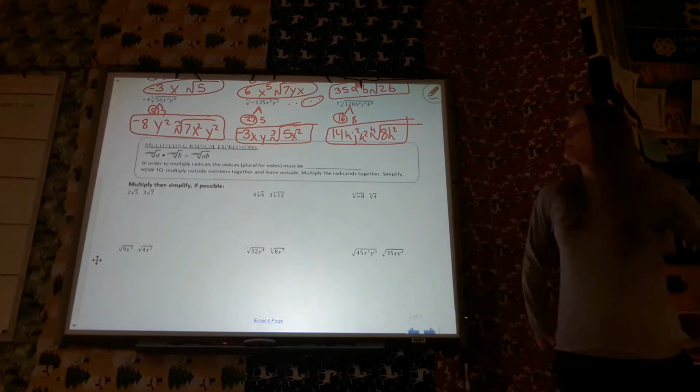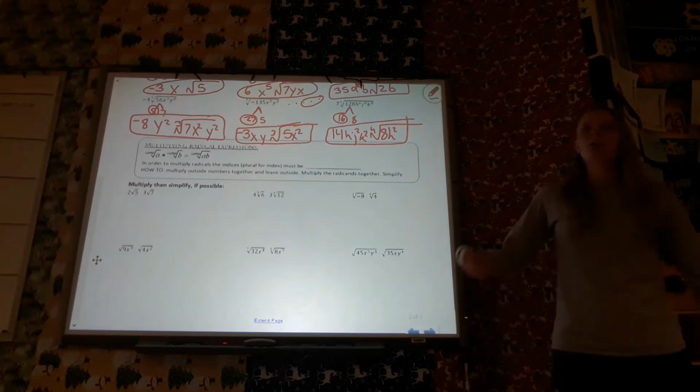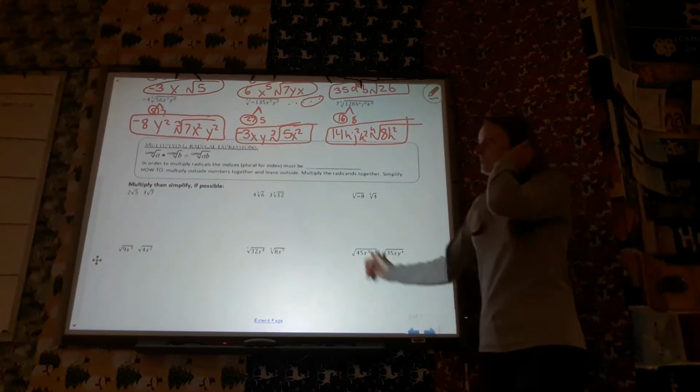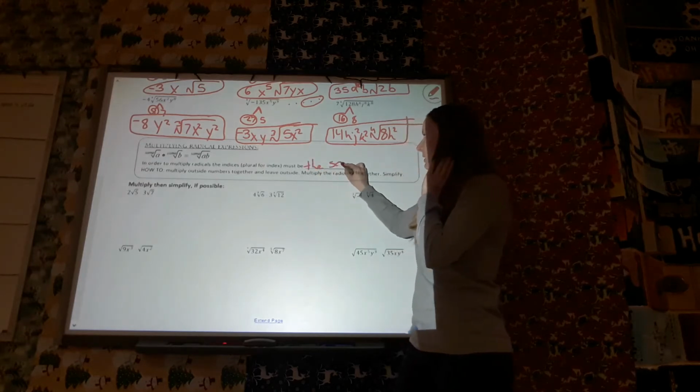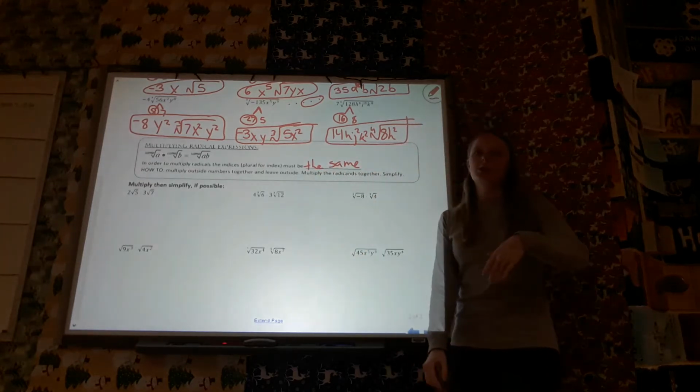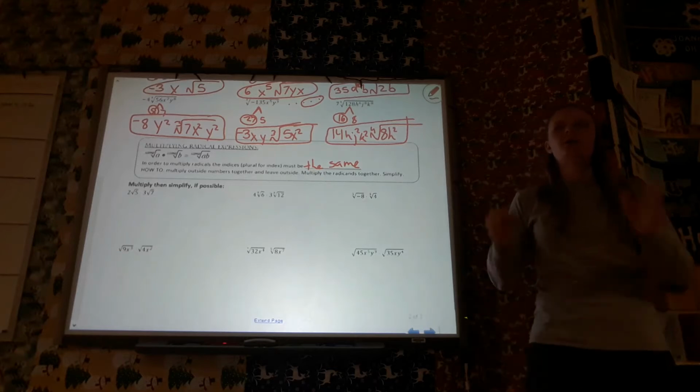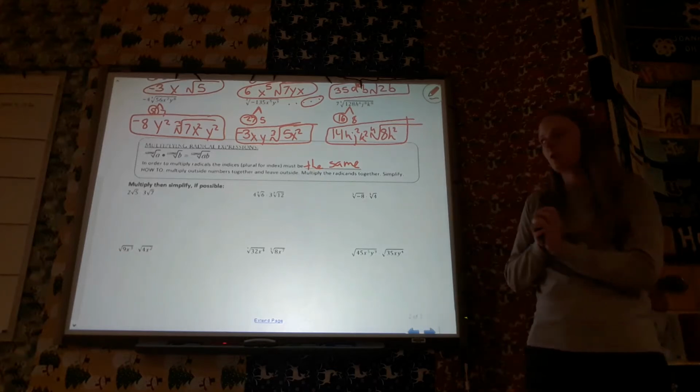Okay. Then we're going to multiply radicals. Multiplying radicals is very simple. All you need to do is make sure that the indices are the same. You can't multiply a square root times a cube root or a cube root times a fourth root. They have to be the same type of root in order to multiply them together.